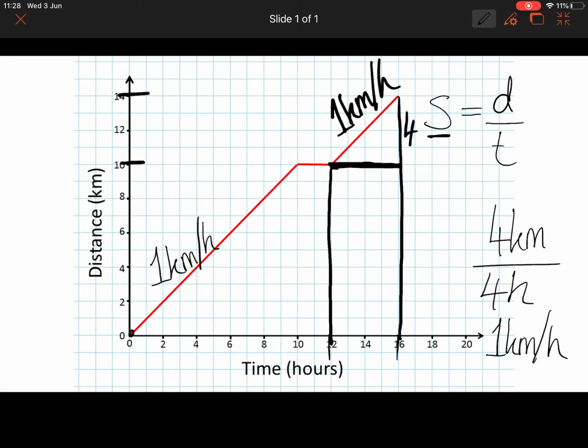Okay, so what you've just done here is you have calculated two gradients. Now the gradient is the height of a triangle on your graph divided by the length, or the width. So that is just finding out how far did they travel and how long did it take them. We've done the distance divided by the time. So for any straight section of a distance time graph, you can calculate the speed by doing the gradient, doing the distance divided by the time.